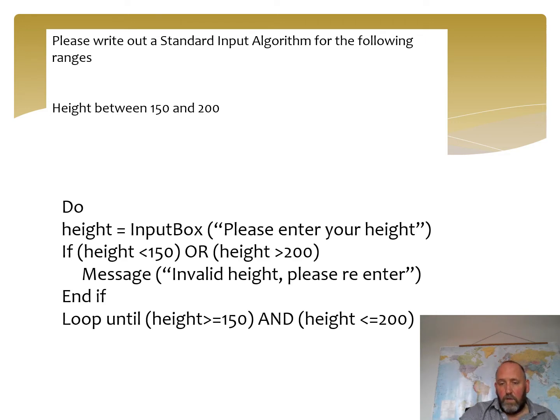And here we go. Once again, we've got our loop, do loop until. Inside the loop, we've got the input, height equals input box. We've got the conditional statement: is height less than 150 or greater than 200. If it is, we've got an error message, invalid height. And then we open an if statement, we close the if statement, end if, and we loop until height is between 150 and 200.